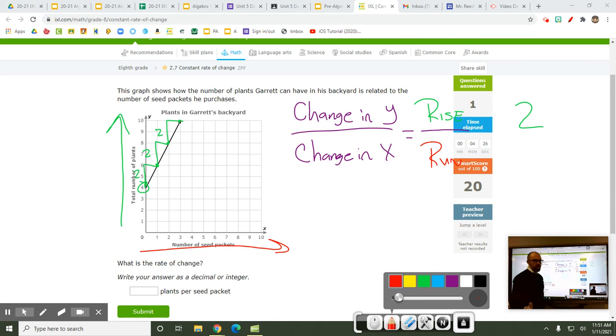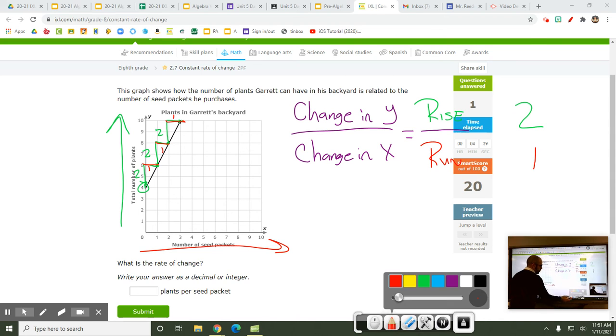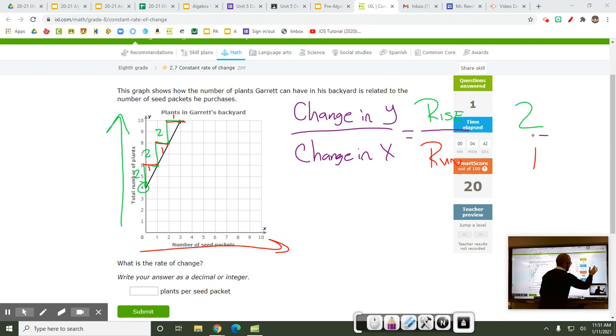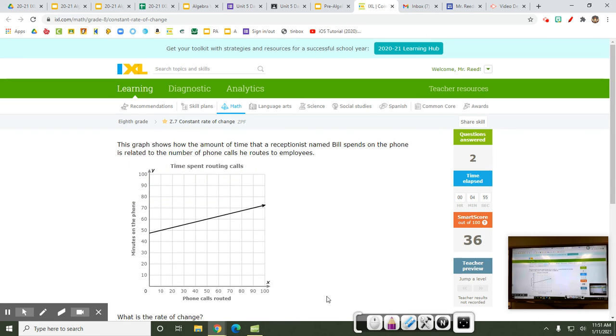What's our run? Once we rose 2, we went across 1. Rose 2, went across 1. So my run is constantly 1, and we're going to get an answer of 2. Let's check it and see if it's correct. So 2 plants. Correct. So those are 2 different methods here.